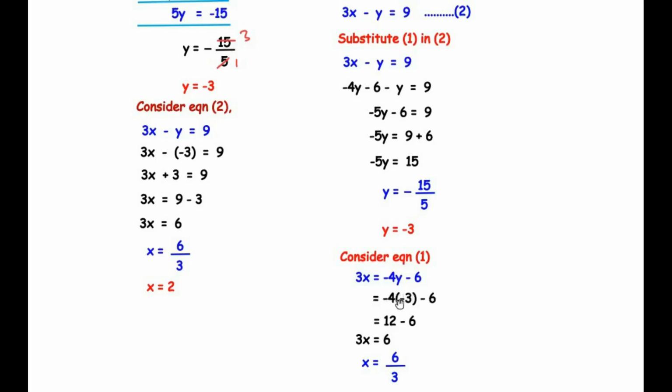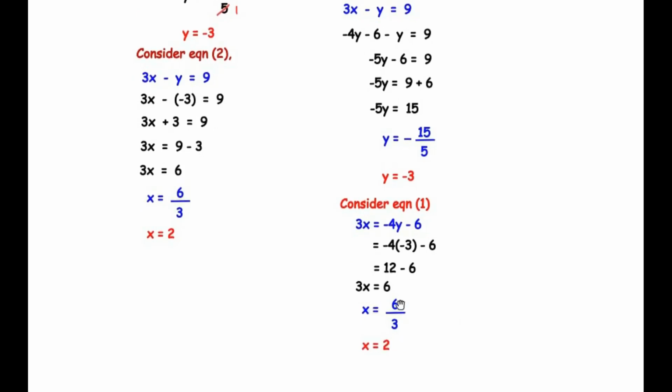Now minus 4 times minus 3 gives us plus 12 minus 6. So 3x will be equal to 12 minus 6, which gives us 6. Now taking 3 on the other side of the equal to sign, we get x equal to 6 over 3, or the value of x as 2. So here we have got the value of x as 2 and the value of y as negative 3. So this is our answer.